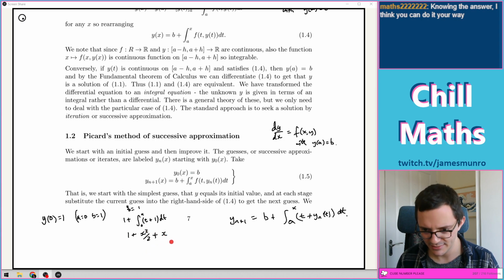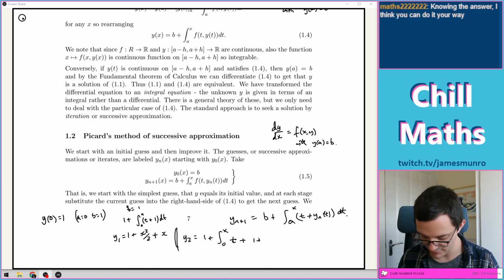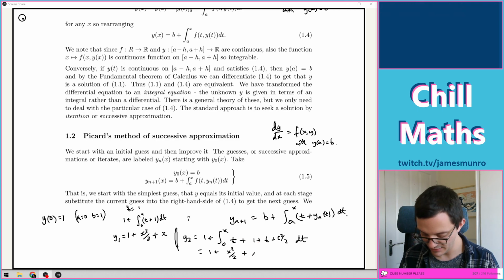Okay, let me feed that round again. That's y1. And then we get y2. We're supposed to integrate again, feeding this in. What do I do then? So this is t plus, and then I write down the stuff that I've got so far. I'm going to put t plus t squared over 2. And I get 1 plus, and then this is going to be x squared over 2, which I've seen before. This one is going to give me x, which I've seen before. This one's going to give me another x squared over 2, so that's interesting. And then x cubed over 6.